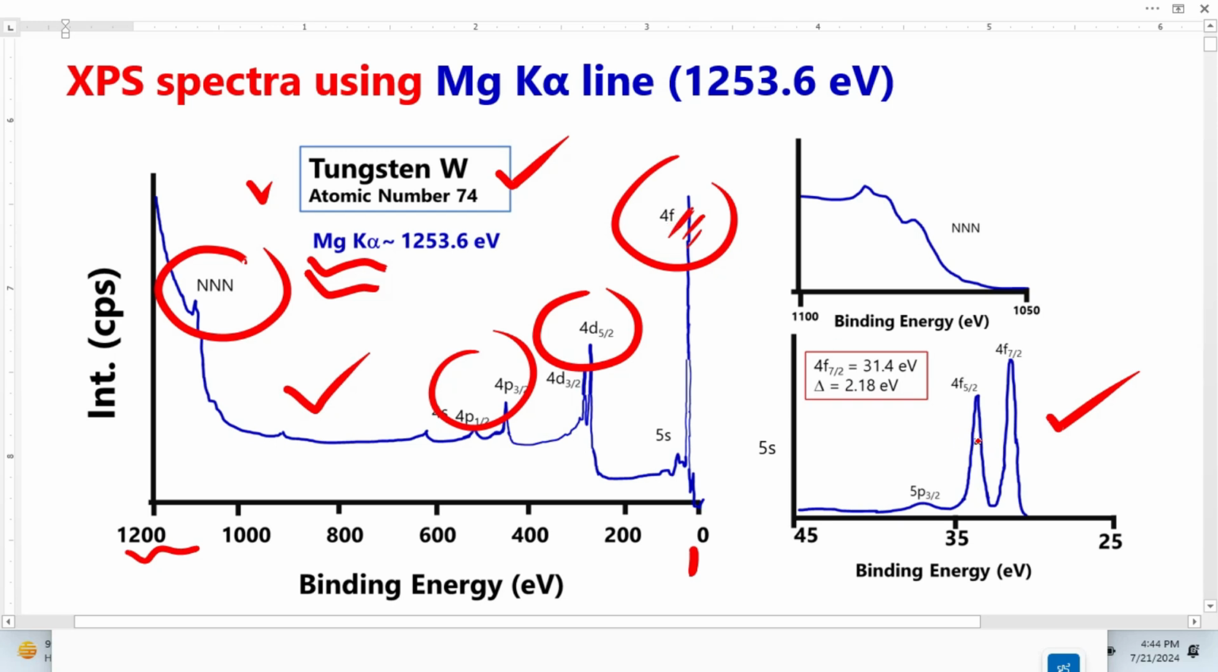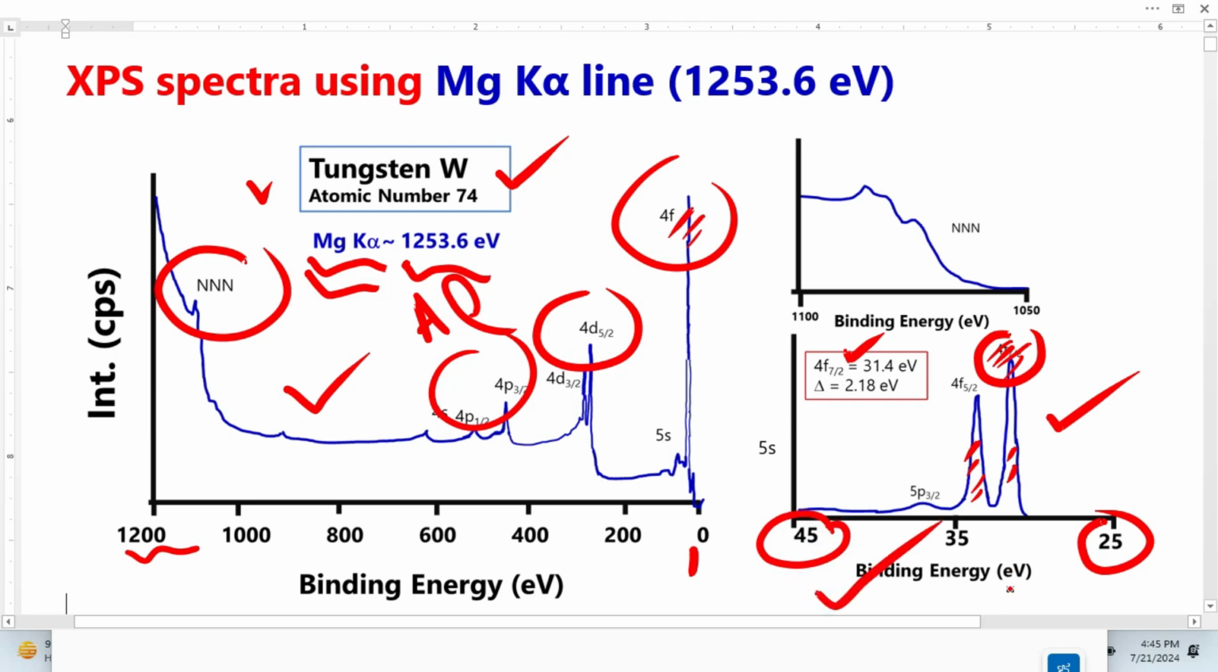We can see that the peaks now look separate here, and this peak is located exactly at 31.4 binding energy. When I change this X-ray source, using aluminium instead of magnesium, the binding energy for this particular peak will not change. There will be no change in this peak's binding energy, which will be in the range from 25 to 45 electron volts. You will note it here when I use aluminium as the X-ray source.